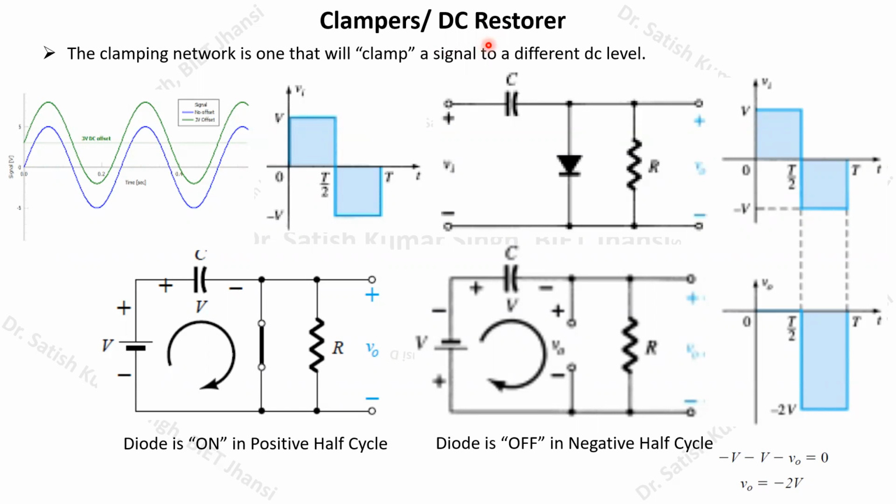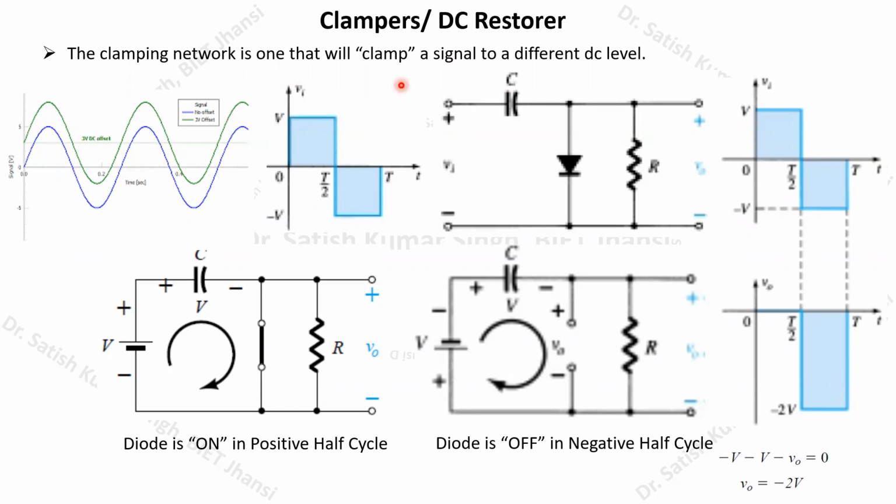First of all, we need to understand what this clamper circuit does. If you see this definition, the clamping network is one that will clamp a signal to a different DC level. Now we have to understand what this means. If we are saying that it is clamping a signal to a particular different DC level, what does it mean?